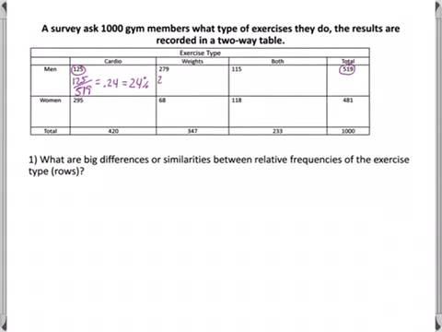And then we've got 279 over 519, which is 0.54 roughly, which is 54%. And then we've got 115 over 519, which is 0.22 or 22%.